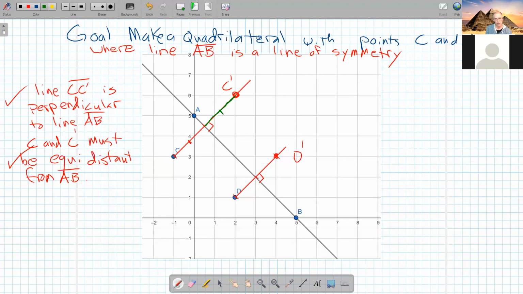And it would be C, oops, I'm going to use the line tool. From C to D, from D to D prime, from D prime to C prime, and then C prime back to C. So this right here is my quadrilateral. So starting with the points C and D and the line of symmetry AB, we found two other points so that we have that line of symmetry through the quadrilateral there.